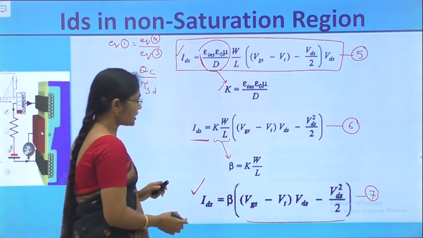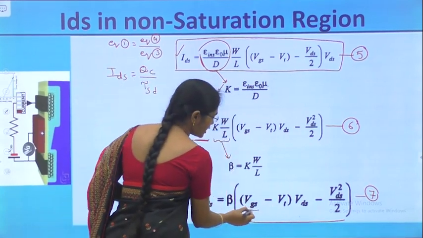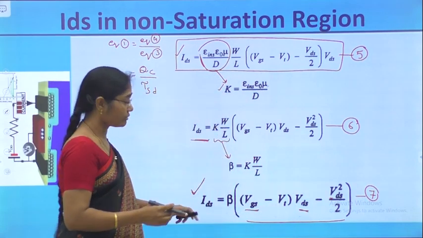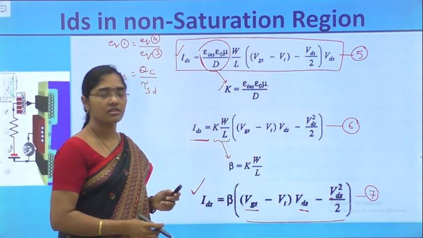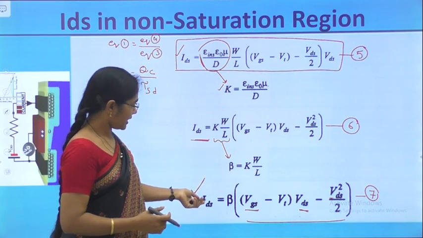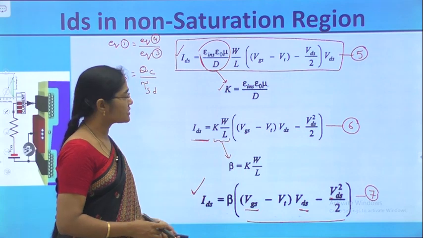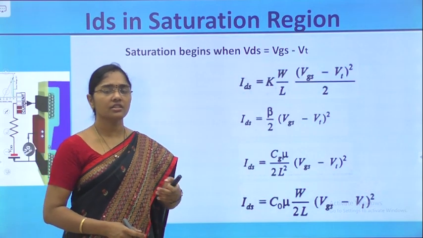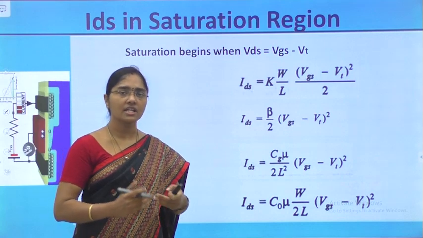From this what can we say? IDS is a function of Vgs and Vds both. It depends on both the values of Vgs and Vds, which we have seen in the operation part. Now let's calculate the same current in the saturation region. In the saturation region, transit time is the same, only the charge differs.